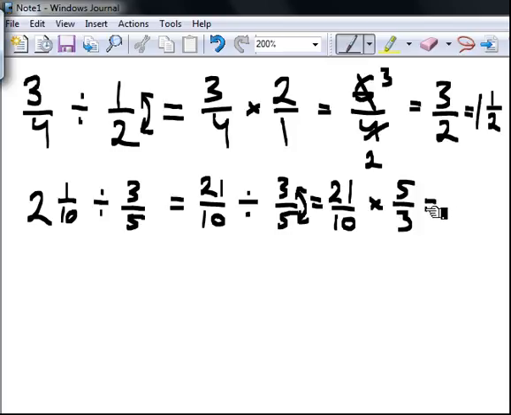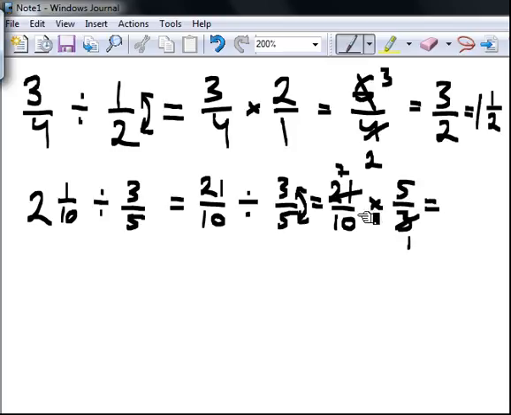Now 21 times 5 is going to be a large number, so let's try to simplify as much as possible before we calculate. So 21, is there a 3 in 21? Yes, 3 times 7. So we're going to cross out the 3 and leave 7, and here we cross out 3, just going to write 1.